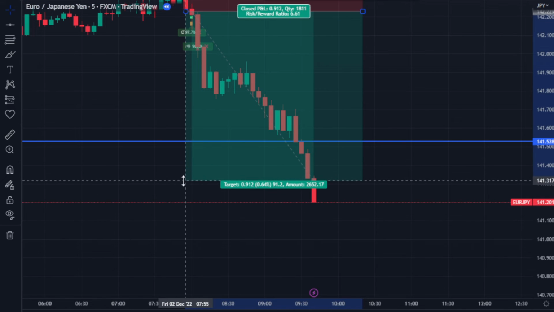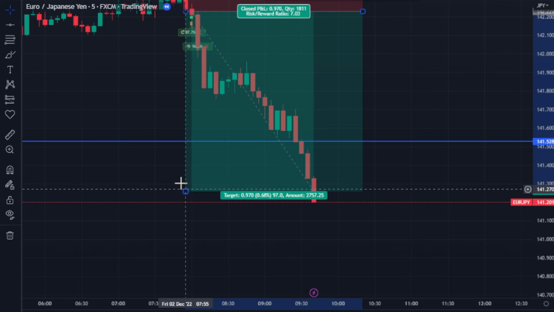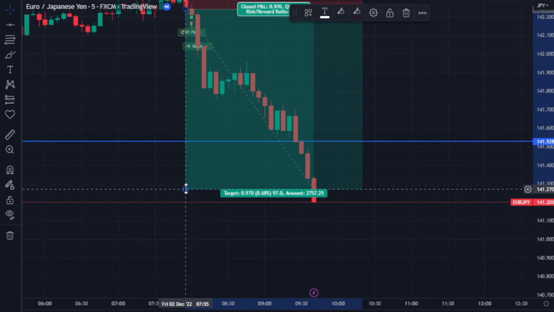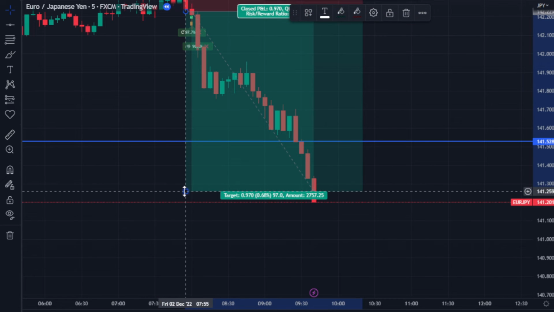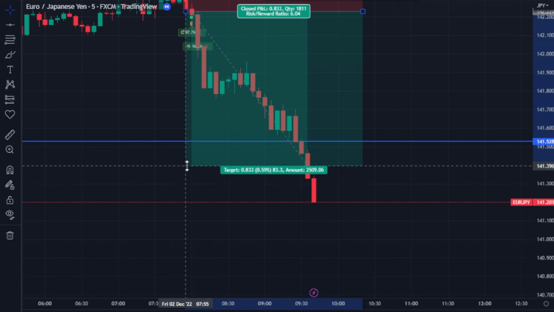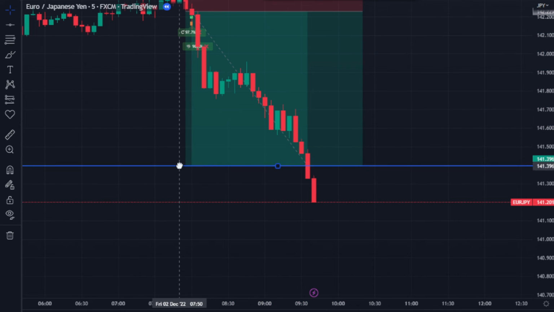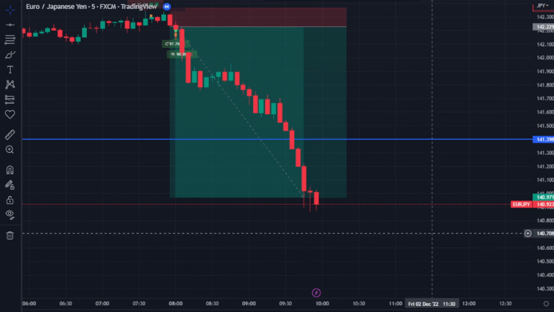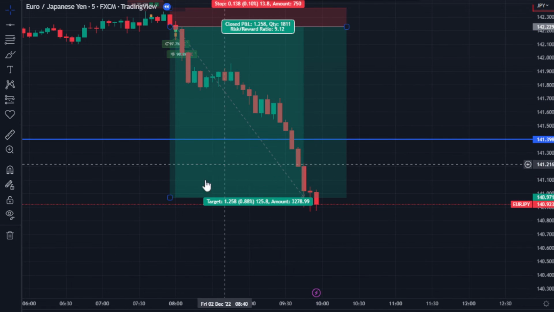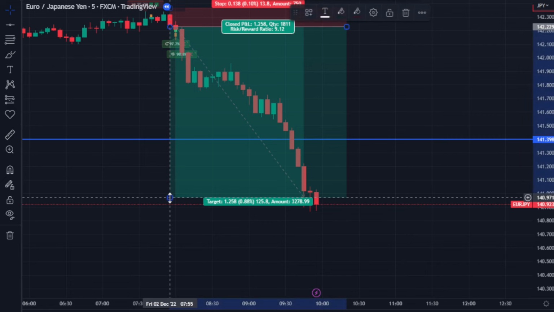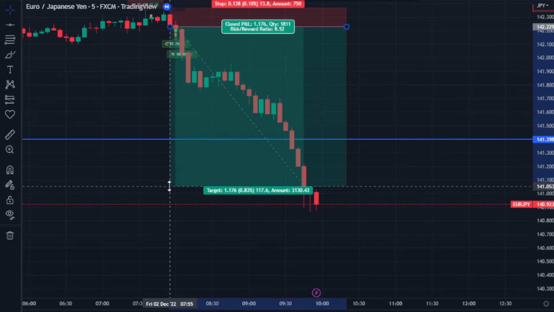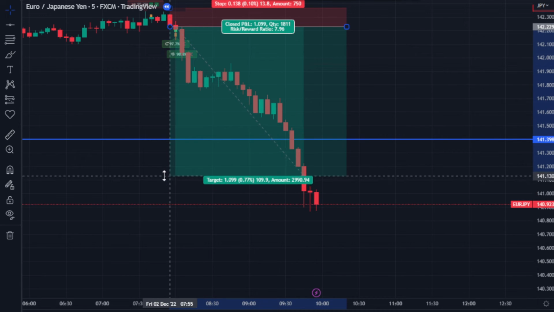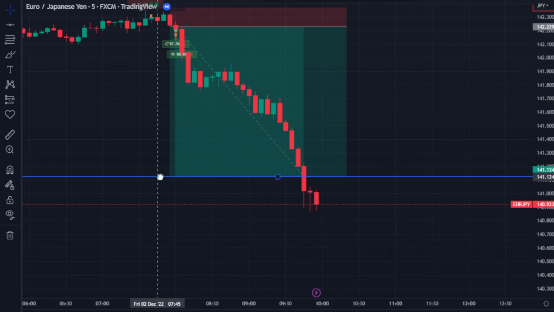Now we see that the price reached the 1-to-7 risk-reward ratio, so we move the stop loss to the 1-to-6 risk-reward ratio of our take profit. This is pretty awesome. This is unbelievable. Now we see that the price reached the 1-to-9 risk-reward ratio quickly, so we move the stop loss to the 1-to-8 risk-reward ratio of our take profit.